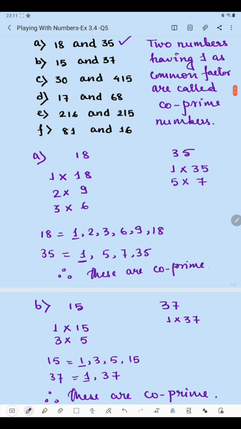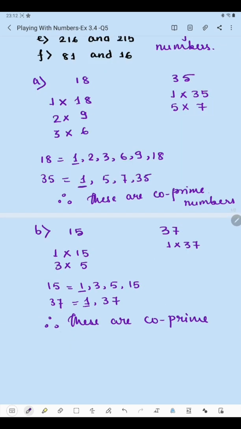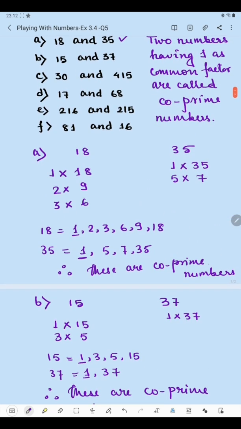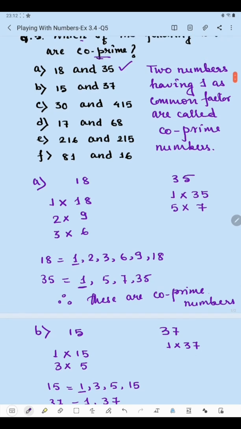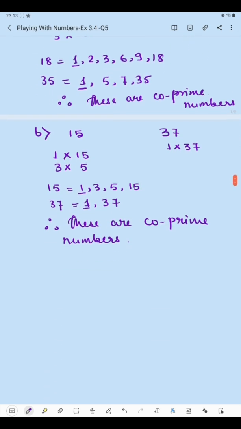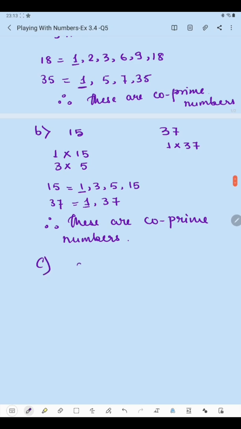Now, co-prime numbers. Okay, now in the next part we have 30 and 415. So here also, like in the A part, we have got co-prime numbers, and in B also we have 15 and 37 which are co-prime numbers. Okay, now 30 and 415 in the C part. So we will find the factors of 30 and 415.